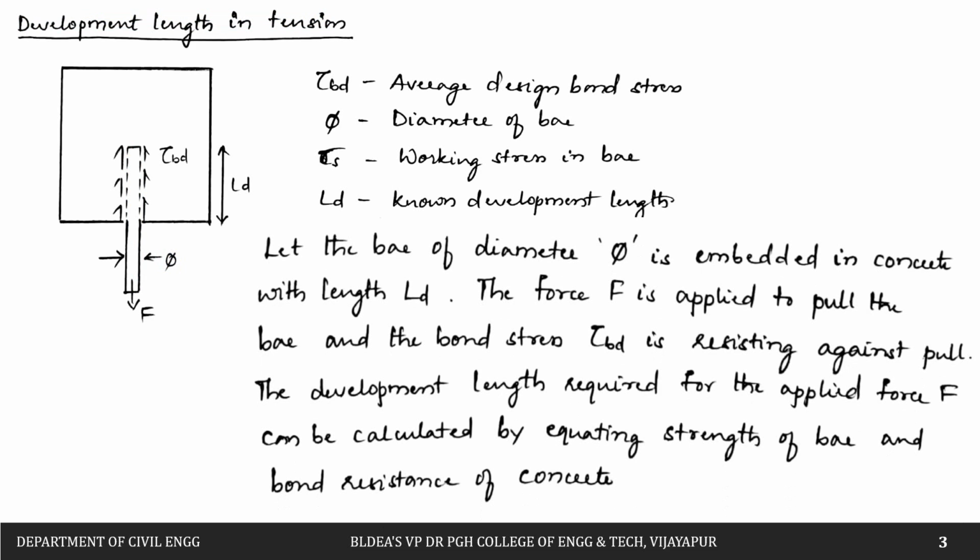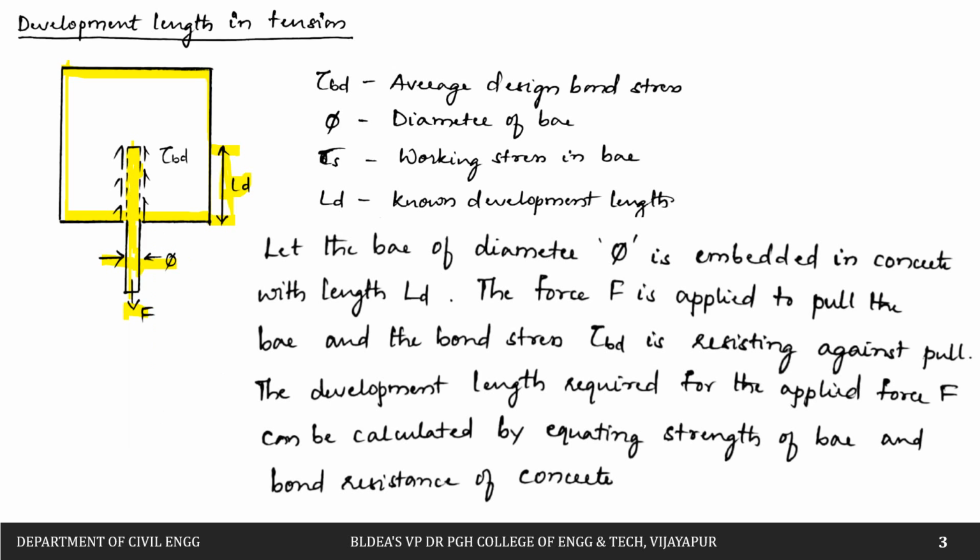Then, it is embedded in concrete. You can see this is the concrete surface we have. So we have one bar of diameter phi which is embedded in concrete, that means inserted in the concrete. The inserted length of the bar, let it be LD. LD is nothing but the development length.